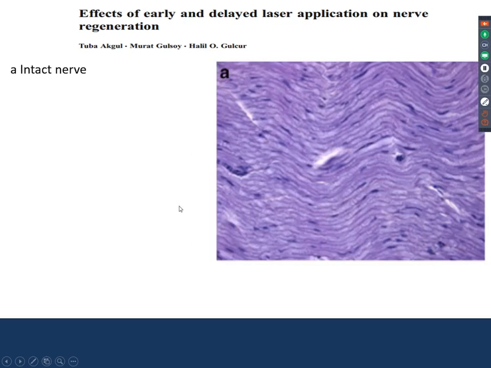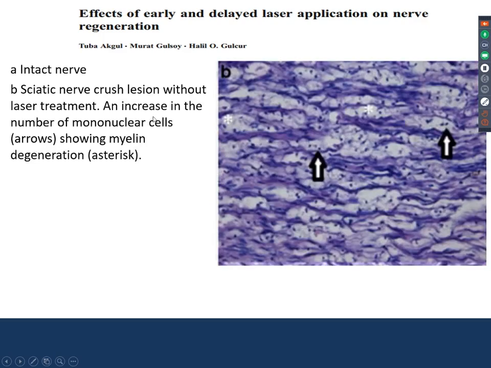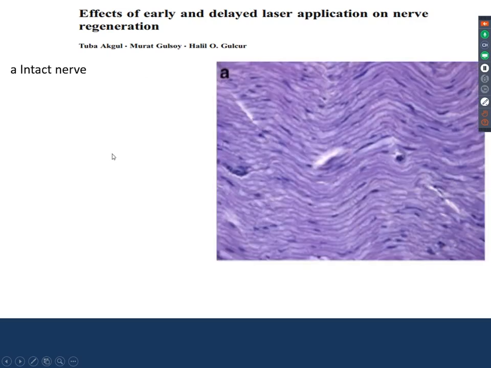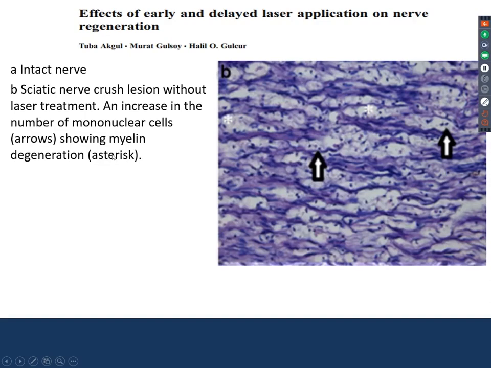So this particular paper showed an intact nerve. So you can see here are the axons and the way it looks like a normal, healthy, intact nerve. This is an intact nerve, a sciatic nerve that was crushed, and then after a period of time, you can see what happens is in this crushed area, you have an increase in mononuclear cells, which are white blood cells. And you also observe myelin degeneration, which are the little tiny asterisks you can see here. So let me back up. Normal, and then crushed. All right?